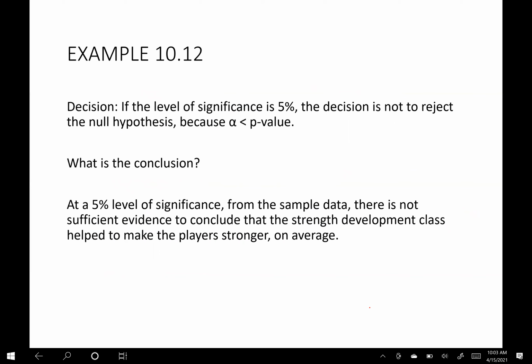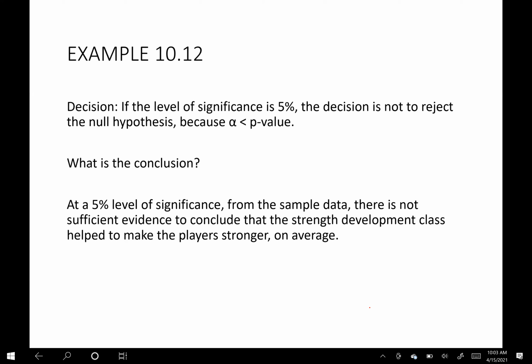So if the level of significance is 5%, the decision is not to reject the null hypothesis because alpha is less than the p-value. So what's your conclusion? At a 5% level of significance from the sample data, there's not sufficient evidence to conclude that the strength development class helped to make the player stronger on average, even though that one person lifted 90 more pounds, the standard deviation was so huge, it affected the p-value quite a bit. Okay?